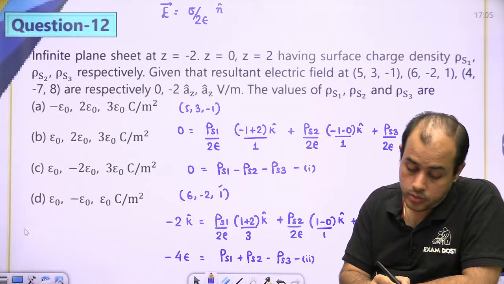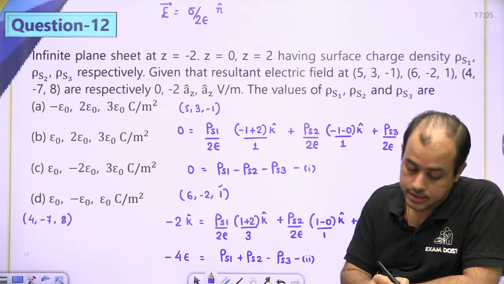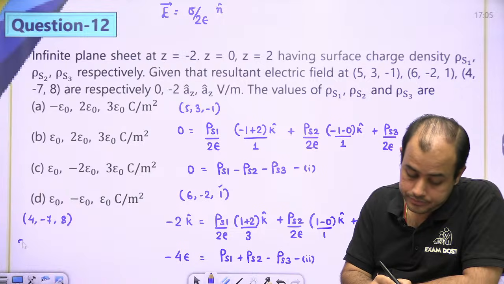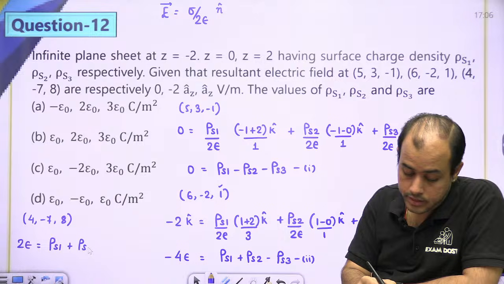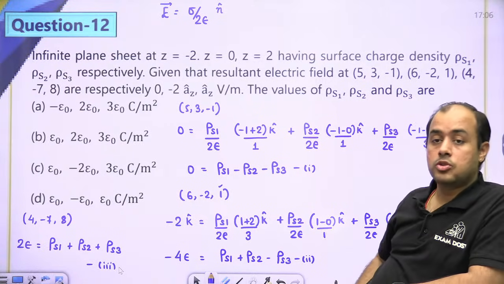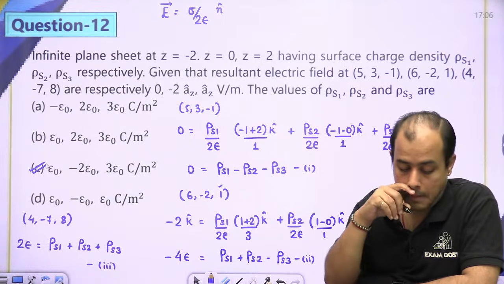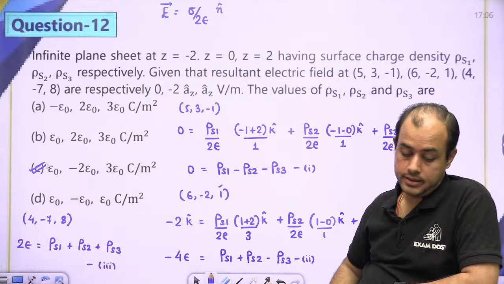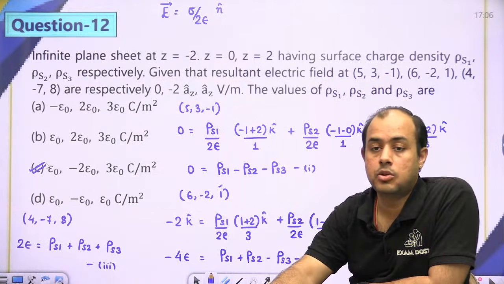Let me write down the third equation. 4, -7, 8. Okay. So it is a z cap, 2 epsilon. Rho S1 will be positive. 8 plus 2. 8 minus 0, it will also be positive. 8 minus 2 will also be positive. Now you have to solve the three equations and find rho S1, rho S2, rho S3. Answer will be C. Okay, answer will be C. Is it clear? Answer will come out as C.